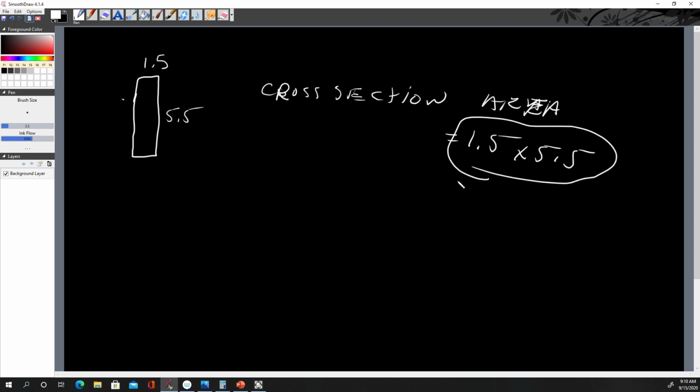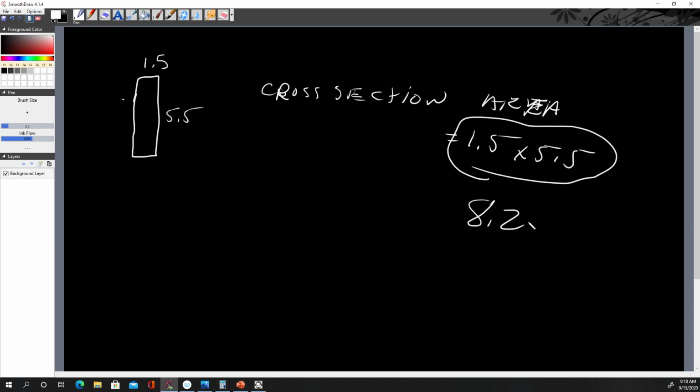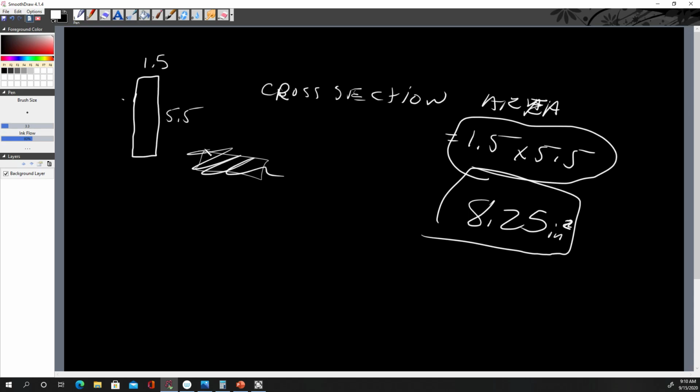So there we go. Oops, that's not the answer. I gotta actually calculate that, don't I? So let's go 1.5 times 5.5, and the answer is 8.25. And the answer is 8.25 inches squared, because it's just an area, and you guys know areas are squared. So that's it. And it wouldn't matter which way. If it was laying flat like that, it wouldn't matter which way, because you're just taking the two numbers and multiplying them, and that's it.